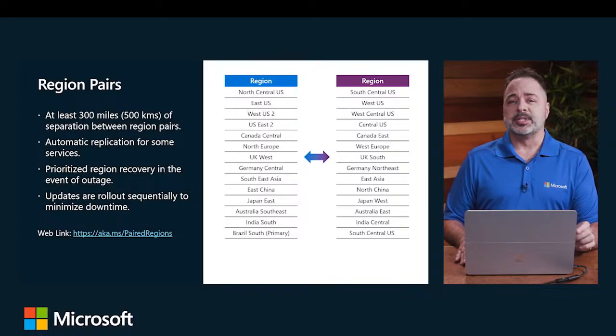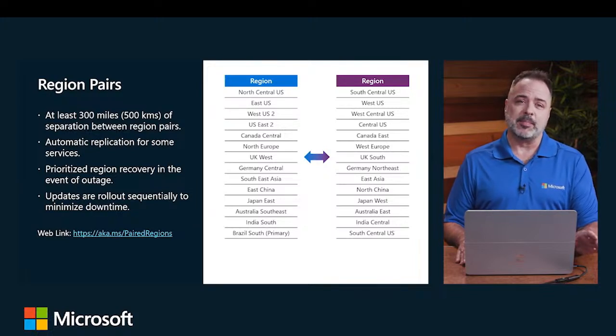Additionally, Azure system updates are rolled out to paired regions sequentially, not at the same time, to minimize the impact on availability and ensure continuous service.